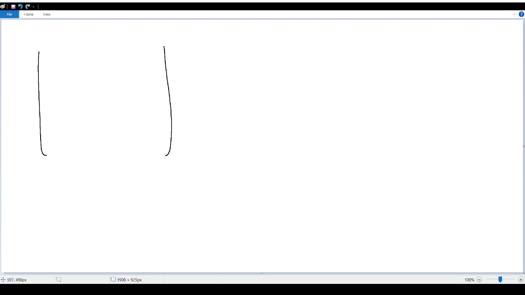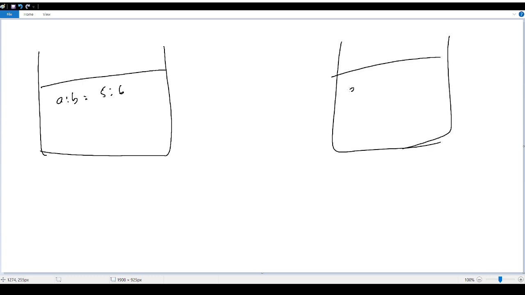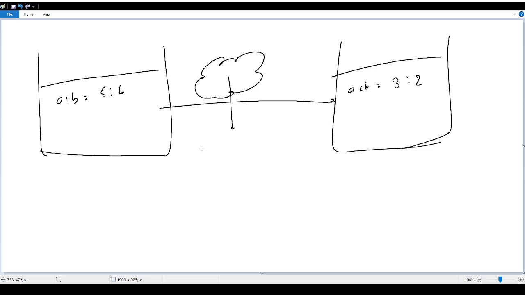So now you have this container which has a mixture where A is to B is present in 5 is to 6, and there is another container where A is to B is present as 3 is to 2. You are transferring some amount of mixture from this container to this container. I don't know how much, but some amount. So in this mixture, what is the ratio of A is to B? 5 is to 6.